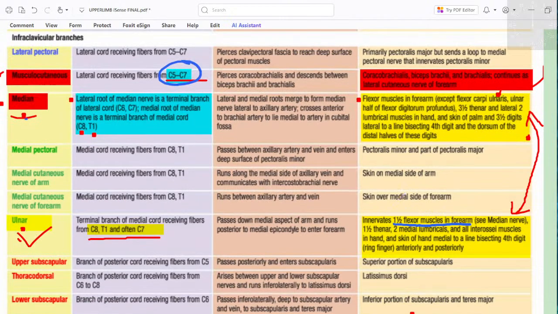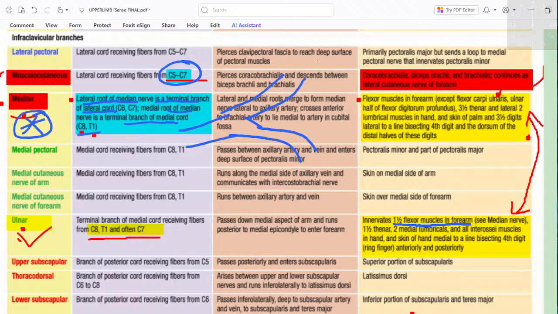Median nerve. If you remember only one topic from upper limb, that is median nerve. You forget everything, but remember everything about median nerve. Lateral root of the median nerve is the terminal branch of the lateral cord. It has a lateral root and a medial root, and they join together to form the median nerve. The medial root is the terminal branch of the medial cord.